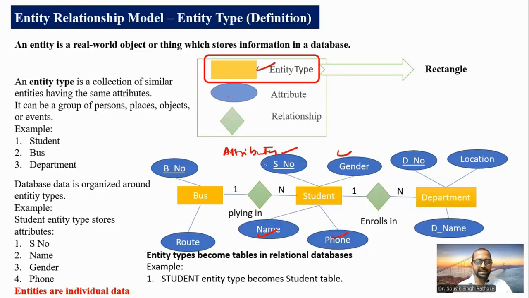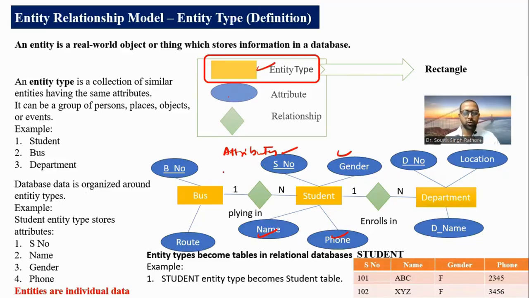Now let's see the difference between an entity and a table. As I have said, the student entity type will become a table. Look at the example at the bottom right. Here we have a student table. The student entity type has become the database table called the student table. Each of these rows in the student table is an entity, and you see that the collection of these entities is called the entity type.